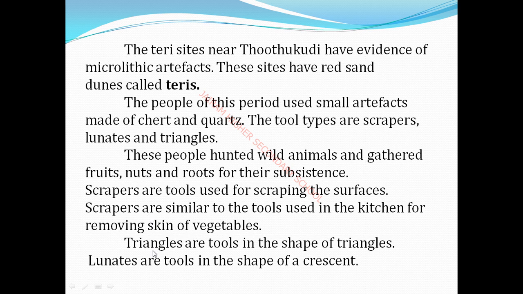Now we are going to see the triangles. The triangles are tools in the shape of triangles. Then the lunates are in the shape of a crescent. A crescent is nothing but a moon-like shape, some sort of U-shaped thing.